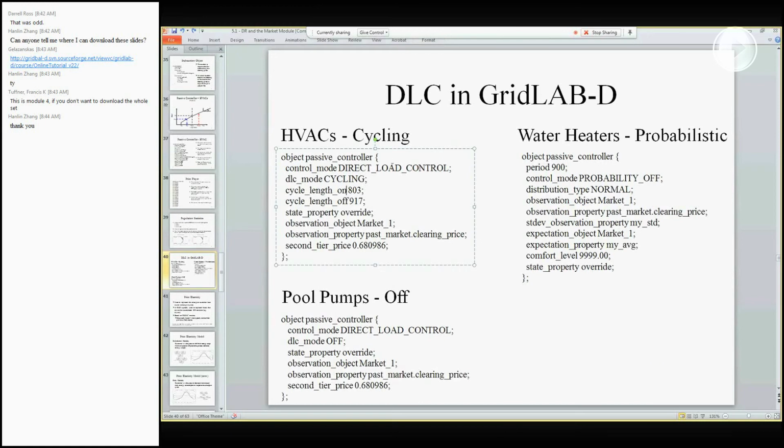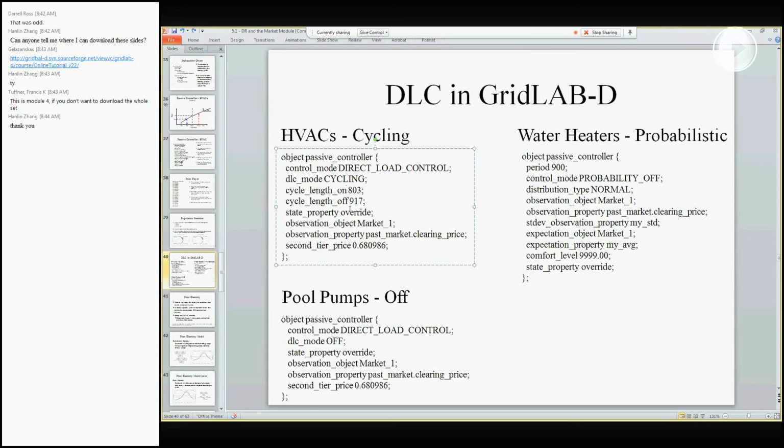Really, you activate this by turning on a certain direct load control, and then we have a certain direct load controlled mode. In this case, it's cycling. It's looking at the on time versus off time. So in this case, you're looking at something that's going to be on the order of about a 40% duty cycle, and it will enforce that 40% duty cycle.